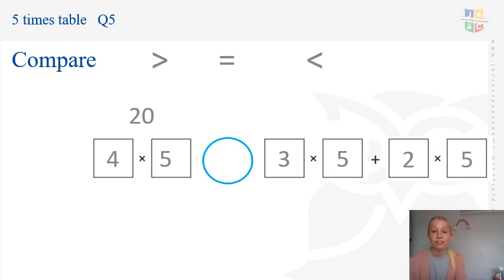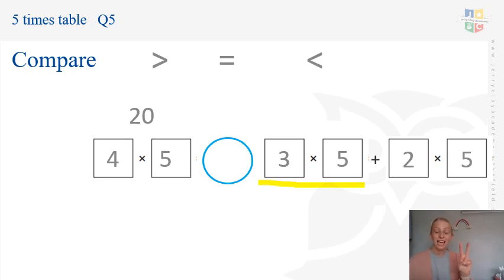Okay, so on the other side, we have 3 times 5 add 2 times 5. So to break it down, instead of having one confusing number sentence, I'm going to break it down into 2 nice and easy number sentences. So first, I'm just going to work out 3 times 5.